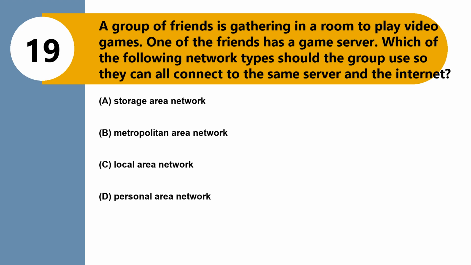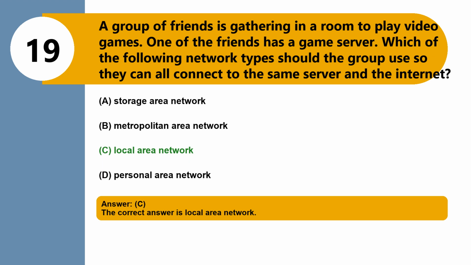Question 19. A group of friends is gathering in a room to play video games. One of the friends has a game server. Which of the following network types should the group use so they can all connect to the same server and the internet? Option A. Storage area network. Option B. Metropolitan area network. Option C. Local area network. Option D. Personal area network. The correct answer is option C, local area network.